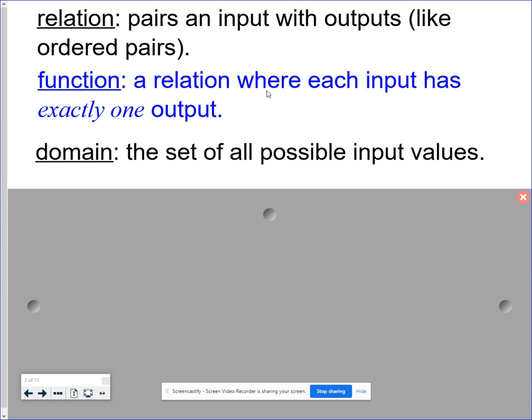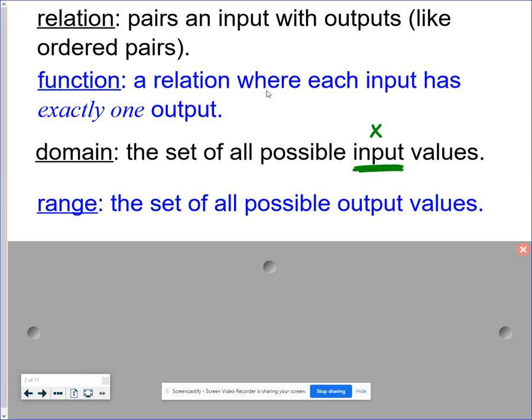The domain is what we talk about for all of the inputs. Typically, we're using x's for the inputs, and the range is all of the outputs, and those are the y's. Okay.